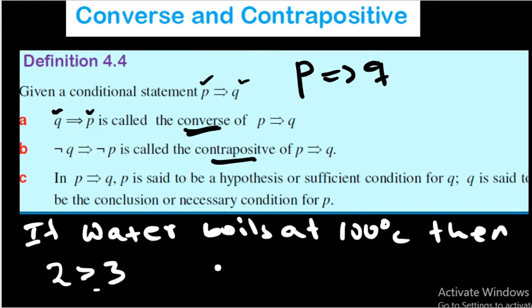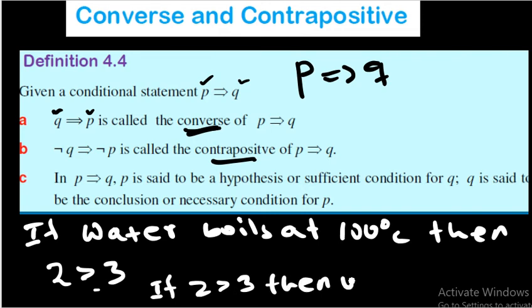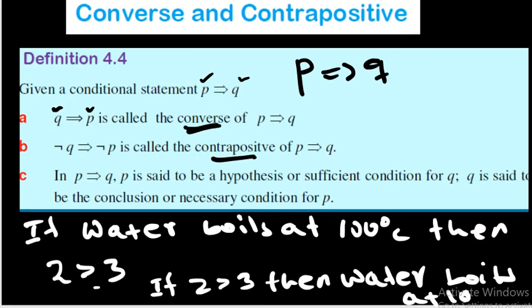Now, if we try to state the converse of this statement, it's going to be: if 2 greater than 3, so the conclusion becomes the premise, then water boils at 100 degrees Celsius. This is the converse. But is the truth value of the two statements the same?